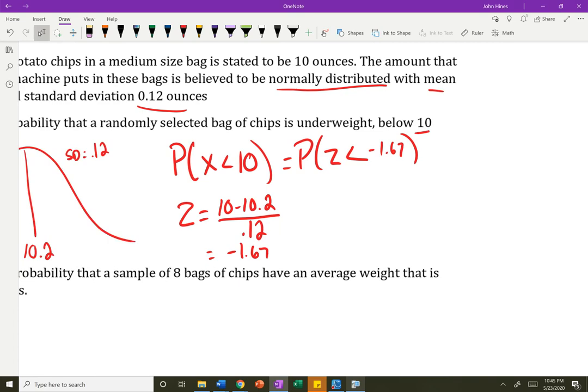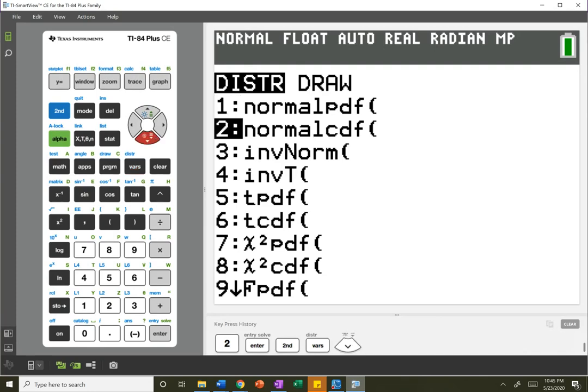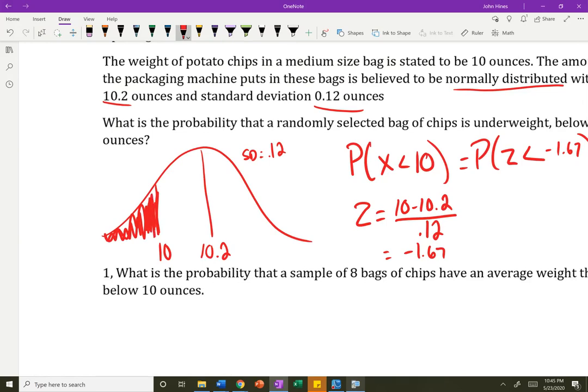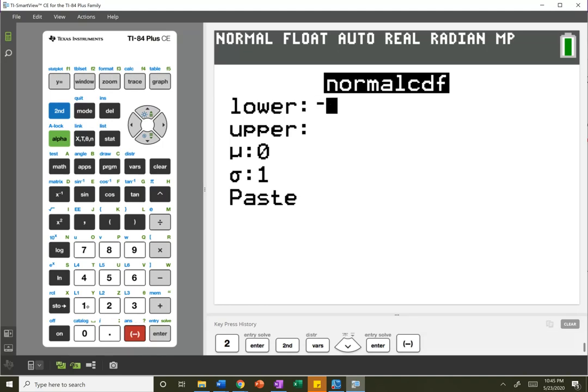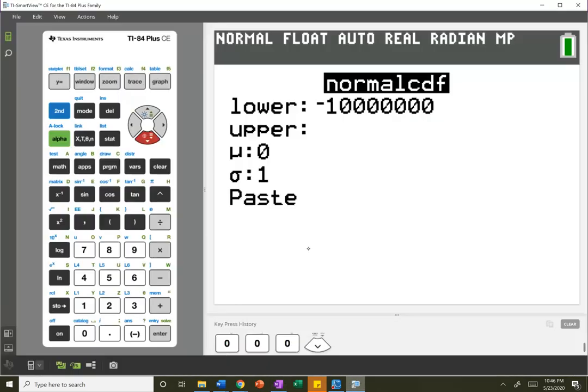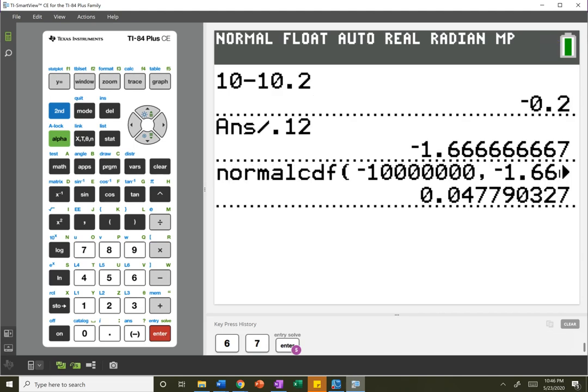Well, the way that we do that is we go to 2nd distributions, 2nd vars, normal CDF, and now we have to use our picture here. How low do I go? How far left do I shade? Well, I shade down to negative infinity, so negative a bajillion. How far up do I go? Well, that's why we found the z-score. That's what 10 became. We standardized that number 10 so that we could use our calculator: negative 1.6666667. And then this gives me the probability. What's the probability here? 0.0478.